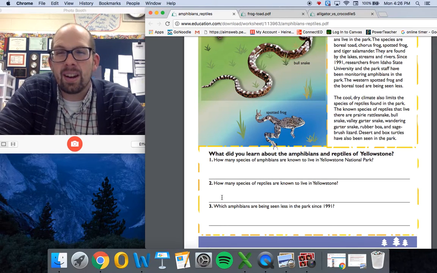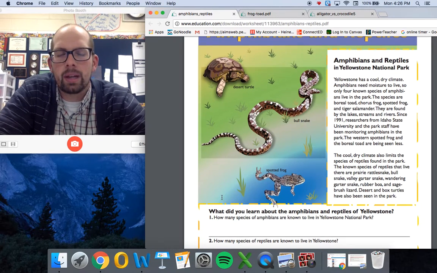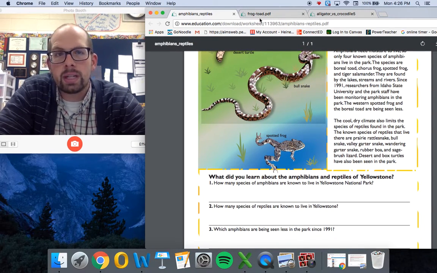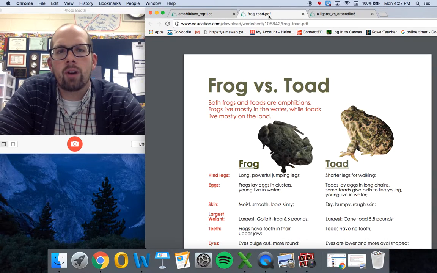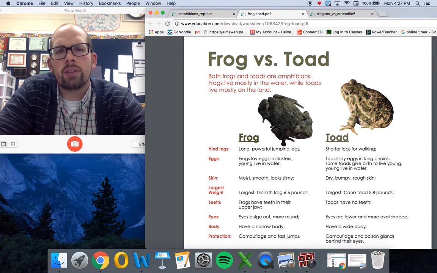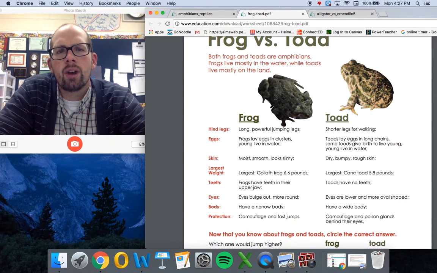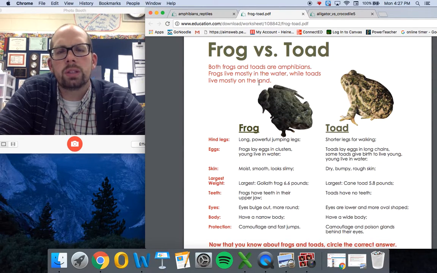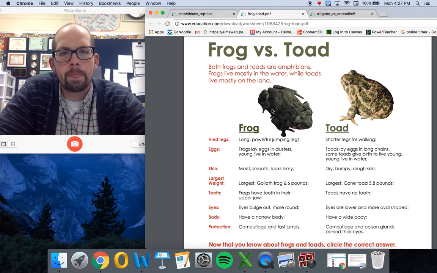Again, if you need to hear any of that again, you can rewind a little bit and pause if you need time to write. Let's go ahead and read about frogs and toads. Frog versus toad. Both frogs and toads are amphibians. Frogs live mostly in water, while toads live mostly on the land. This is comparing and contrasting.